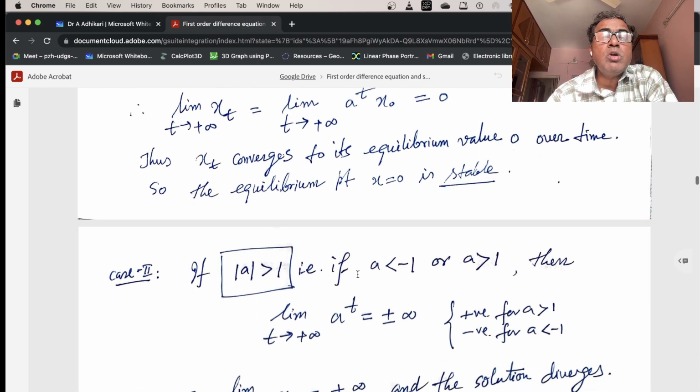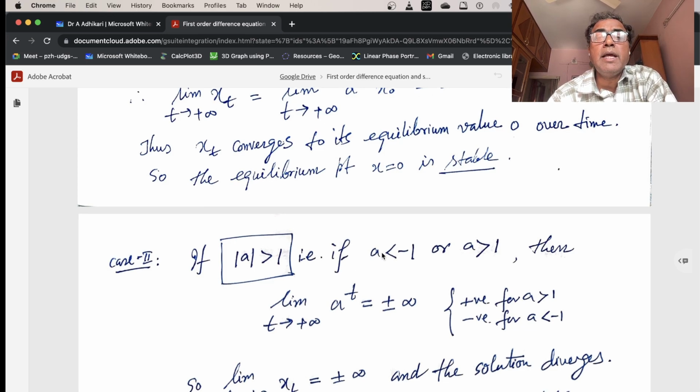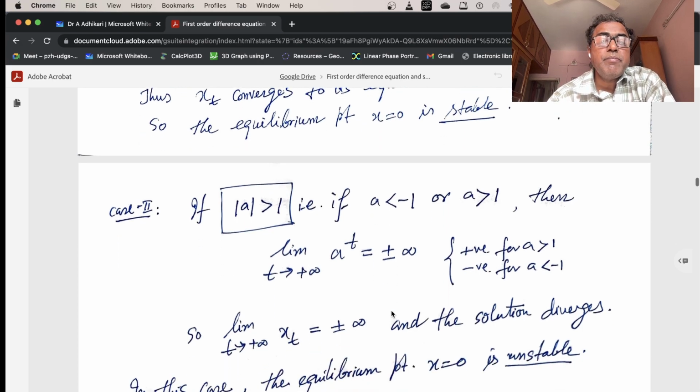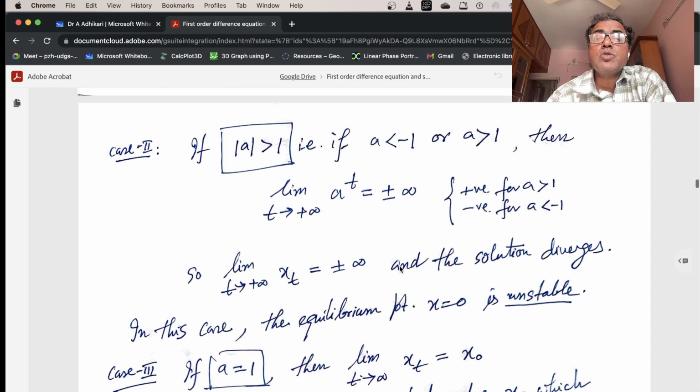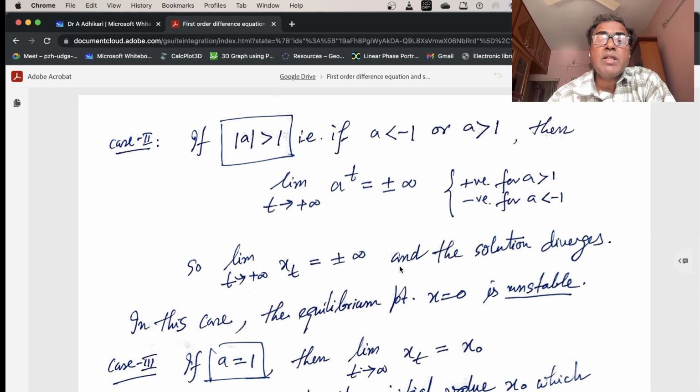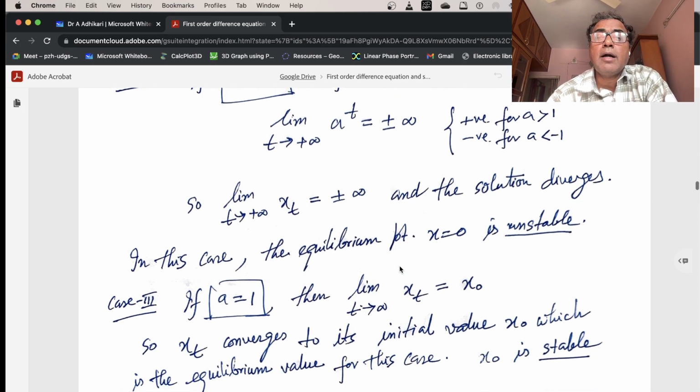Case 2: if modulus a is greater than 1, that is, if a is less than minus 1 or a is greater than 1, then the limit as t tends to plus infinity of a to the power t is either plus infinity or minus infinity. When a is greater than 1, the limiting value is plus infinity, and when a is less than minus 1, the limiting value tends to minus infinity. So the limit of xt as t tends to plus infinity is plus or minus infinity, and the solution diverges. Obviously, in this case, the equilibrium point x equal to 0 is unstable.